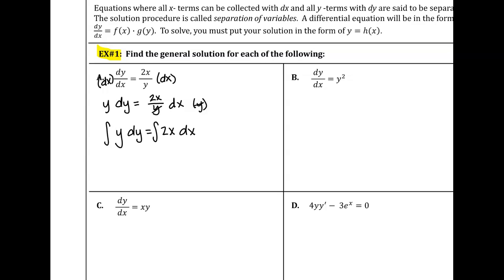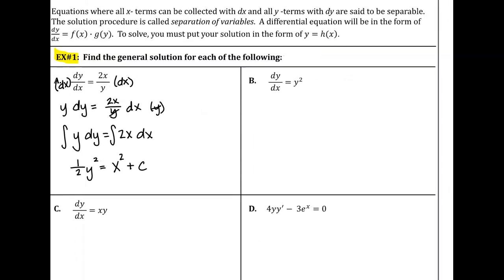The antiderivative of y is 1/2 y squared, and the antiderivative of 2x is x squared plus c. Remember that we don't need a plus c on both sides. We really can just put it on one side. It's like a super c that takes care of any arbitrary constant on either side. All right, let's look at b.